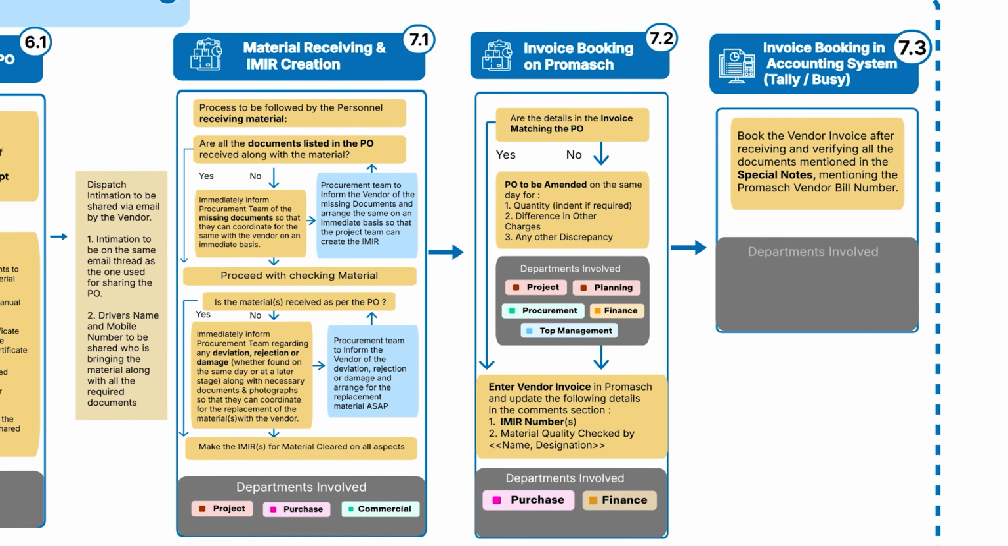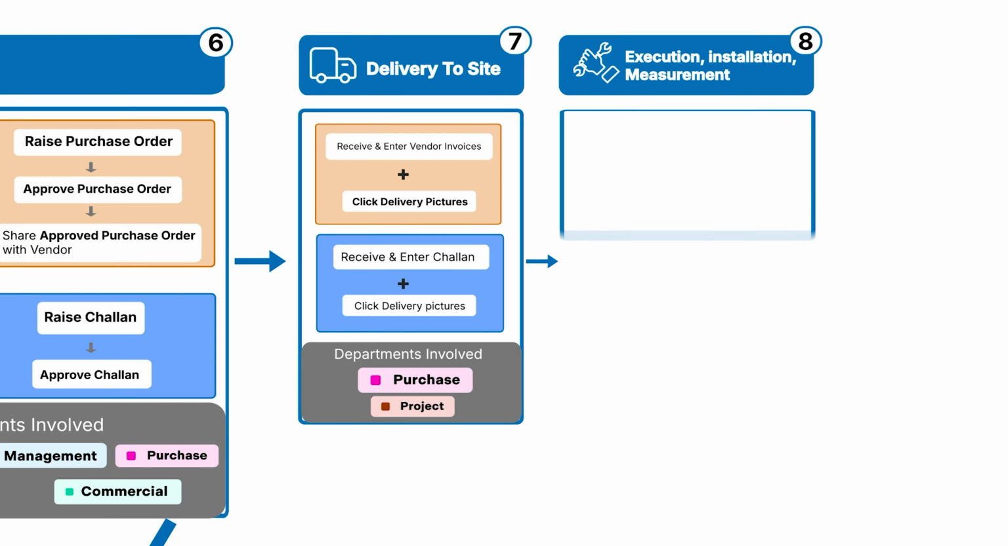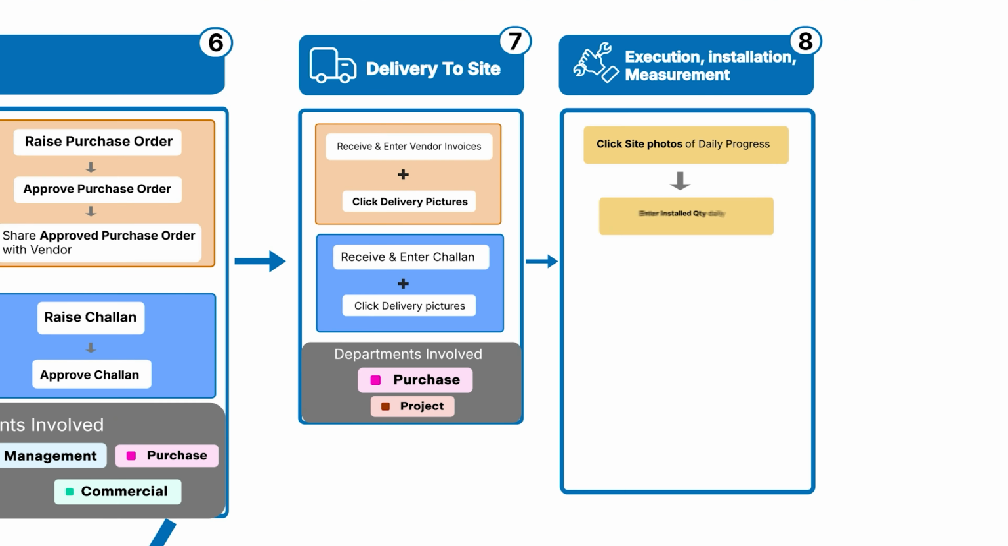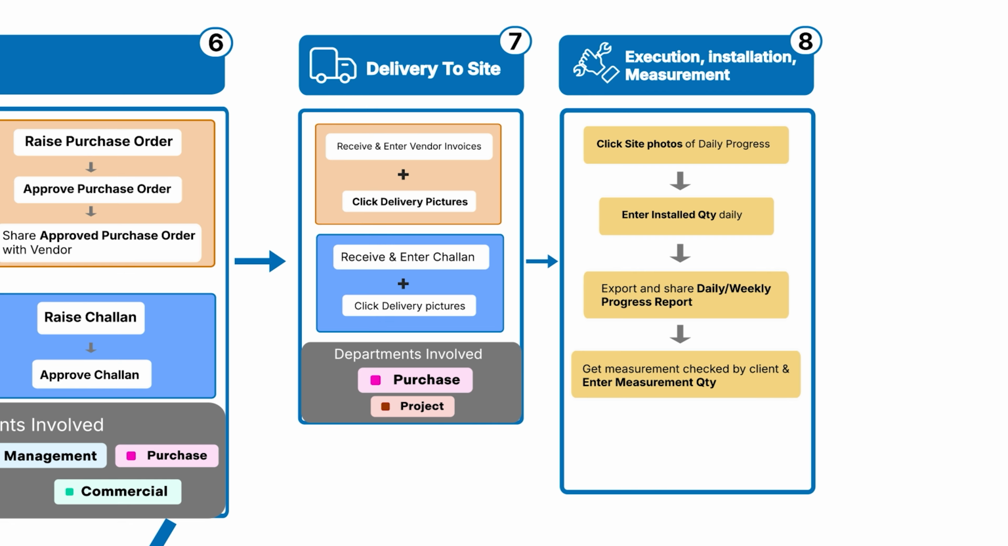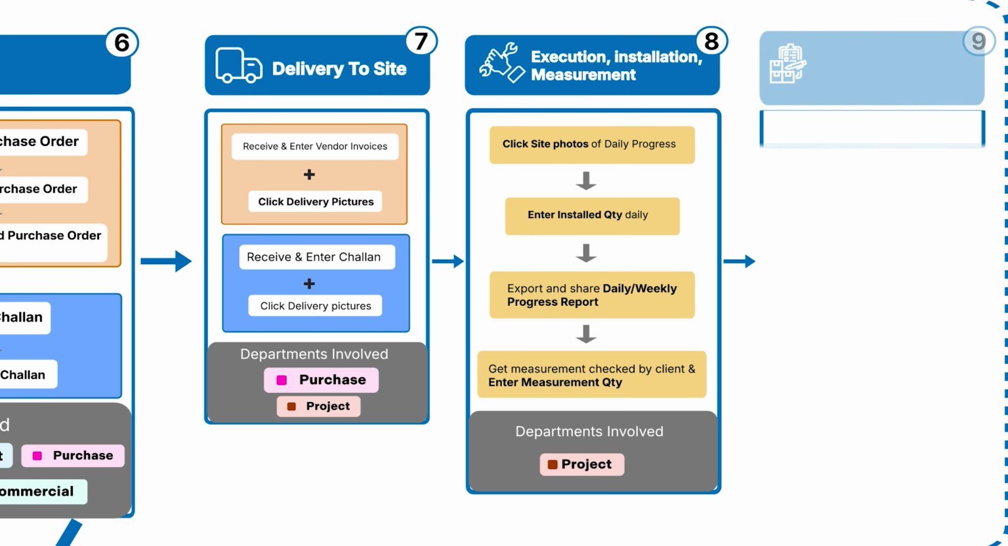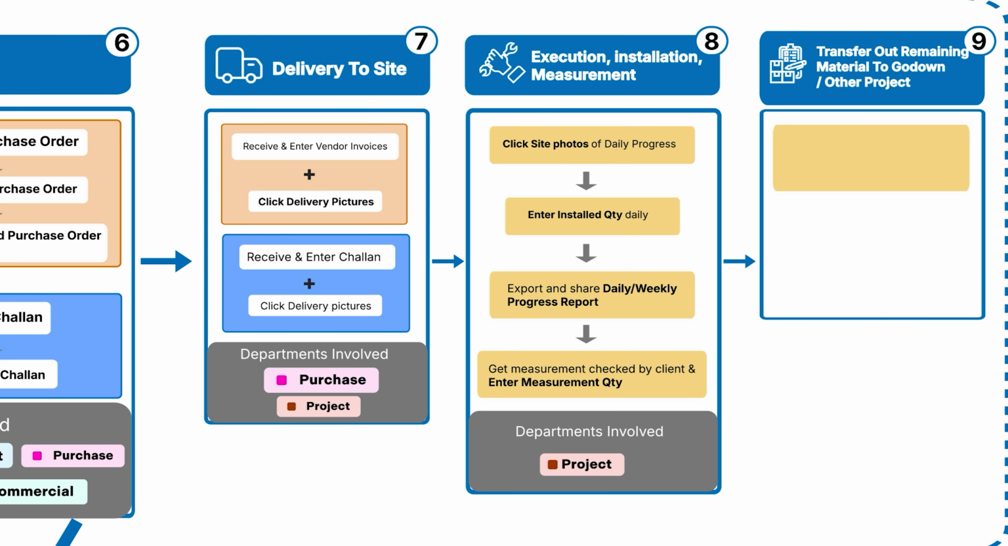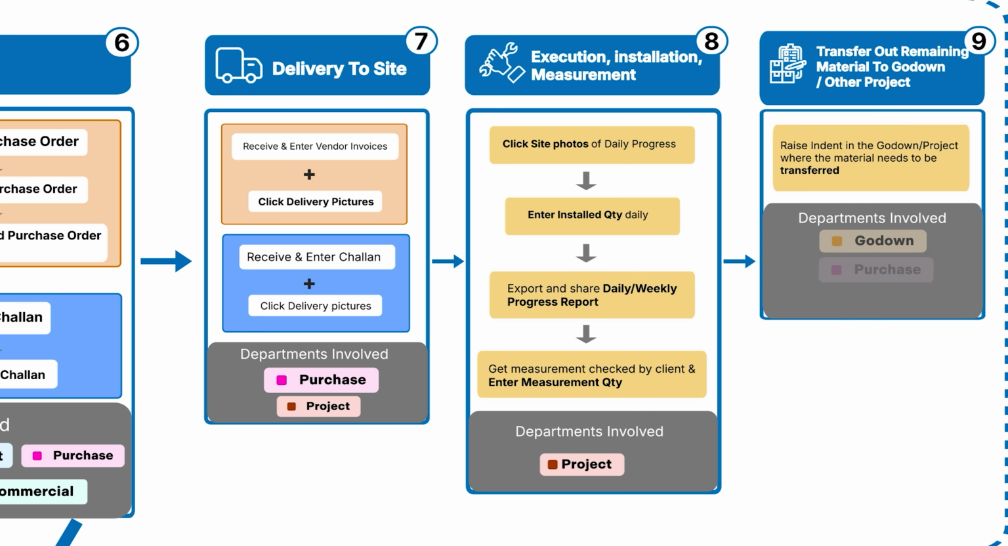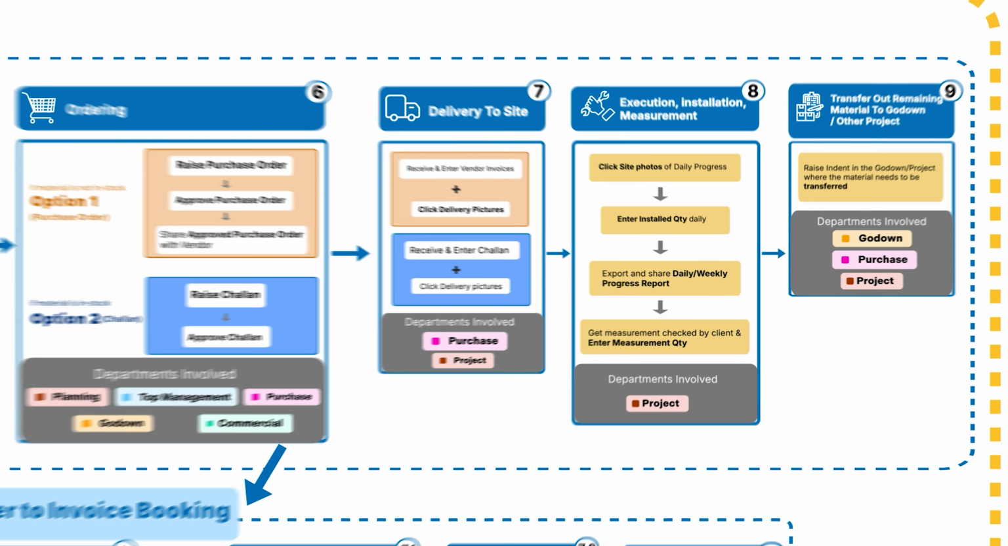And in our accounting software, work begins with daily progress tracking. We click photos of work done, record installed quantities, all in real time. Clients verify and approve the work executed to help us arrive at the measurement quantities. Weekly reports are generated, keeping stakeholders informed. To maximize efficiency and sustainability, unused materials are transferred to the godown or other projects.